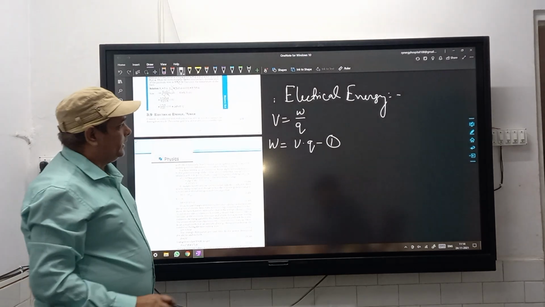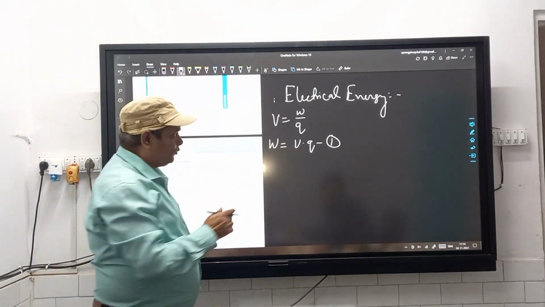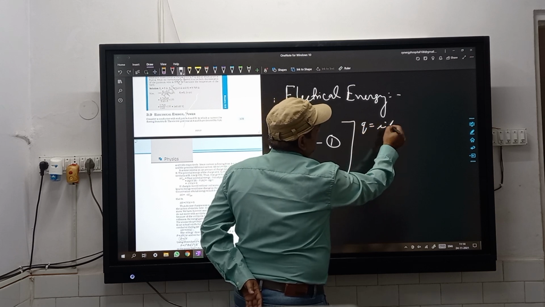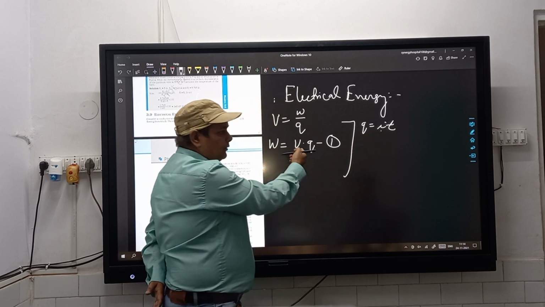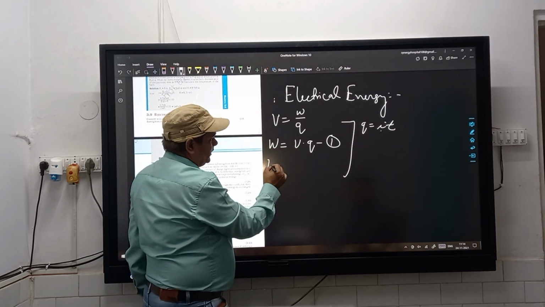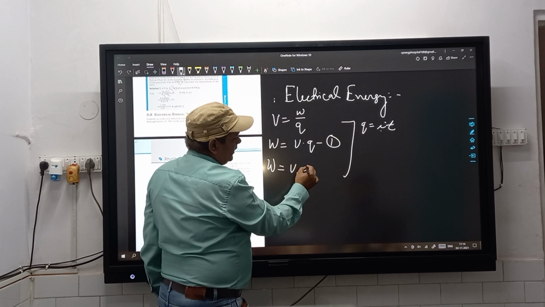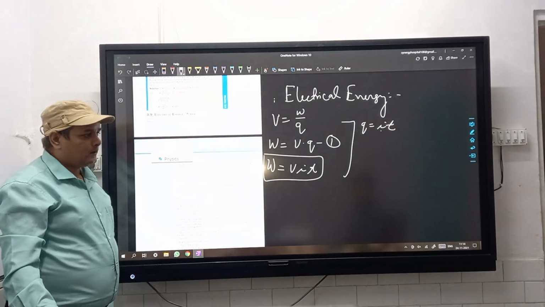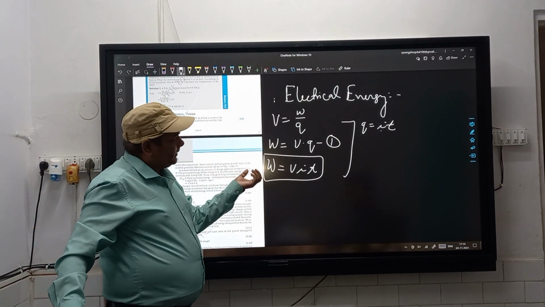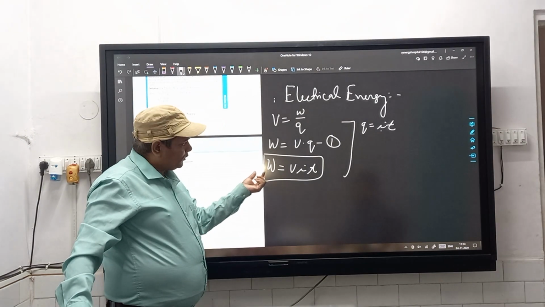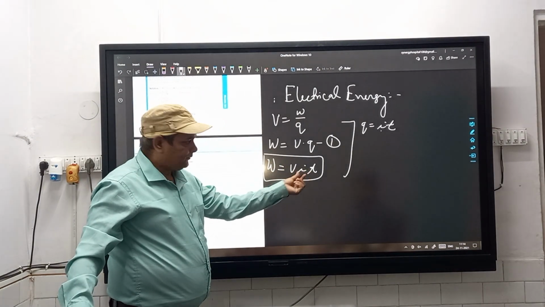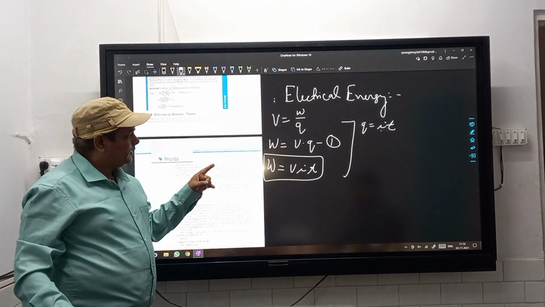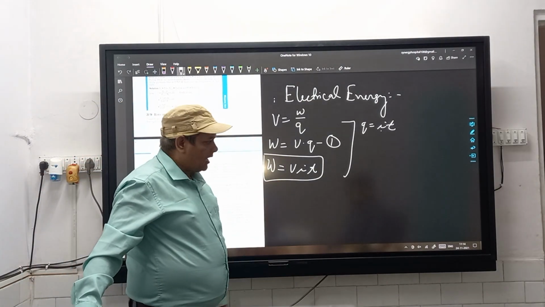Okay. And by the definition of Q, what is Q? Electric charge. Q is equal to I into T. If we place the value of Q in the equation 1, we find W is equal to V I T. What is V I T? Okay. So that is the work done by the battery. W is equal to V I T, where V is the electric potential, I is the electric current, and T is the time.